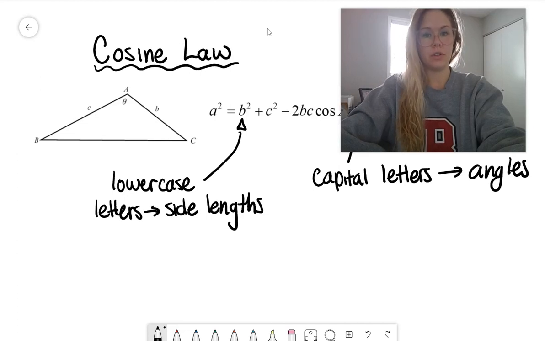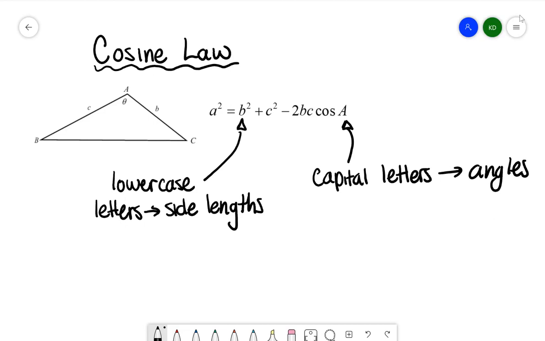Hey, this video is going to go over the cosine law and how to use it. All right, so first thing that we want to do is look at what the cosine law is. The cosine law will read a squared equals b squared plus c squared minus 2 times b times c multiplied by cos of A.